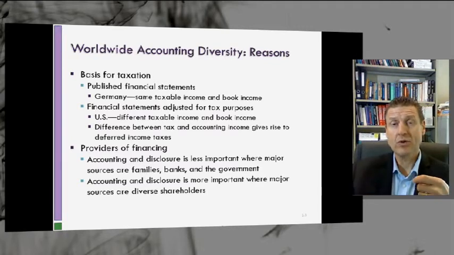And so therefore, because of the different stakeholders, they have different demands for what should be reported, how often it should be reported, and the nature of the measurement of accounting and the nature of disclosures. So because the providers of financing is different among code law and common law countries, then you're going to have differences in accounting.